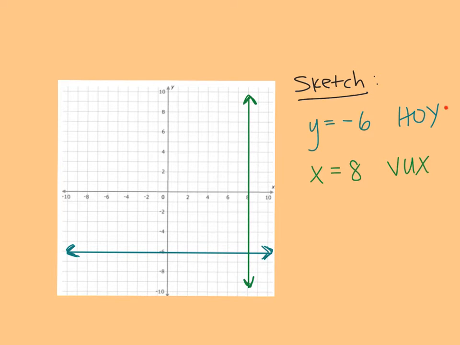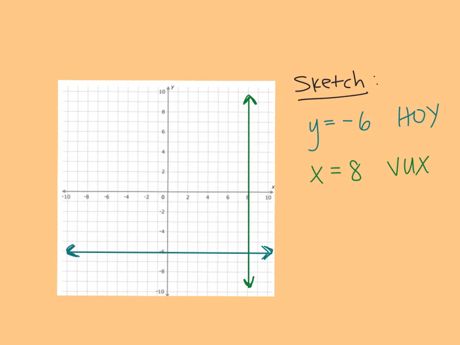This is just a little word, phrase to help you remember. Vertical line has an undefined slope, and it's of the form x equals. So if this helps you, great. That helped me learn it a while back as well.